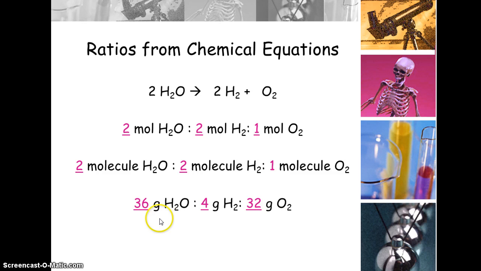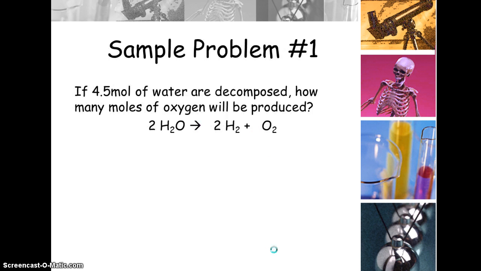If we were going to put this into a ratio of grams, for every 36 grams of water that decompose, we produce 4 grams of hydrogen and 32 grams of oxygen. That's because 2 moles of water are going to weigh 36 grams. 1 mole of water using the molar mass is 18 grams, so 2 moles are equal to 36 grams. And it's the same for hydrogen and for oxygen. So make sure that if there's a 2 to 2 to 1 ratio, that does not mean that 2 grams of water are going to produce 2 grams of hydrogen and 1 gram of oxygen. That's not how it works.